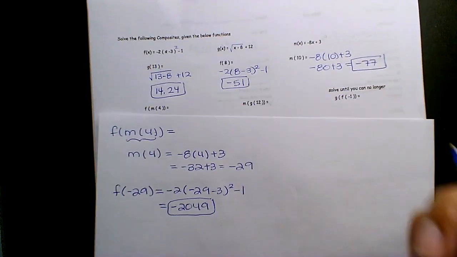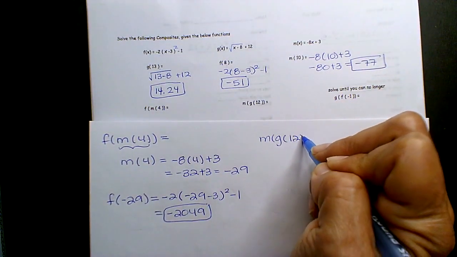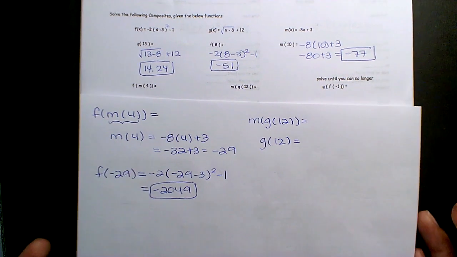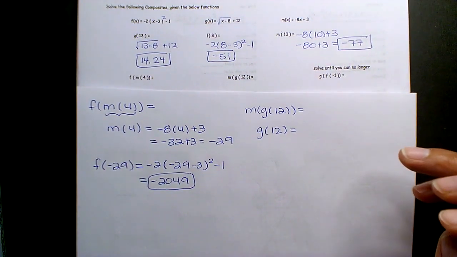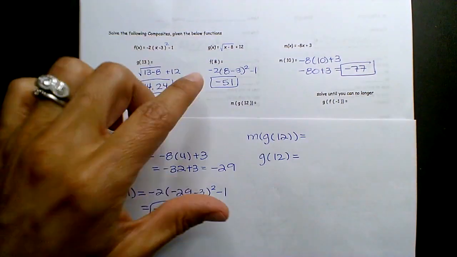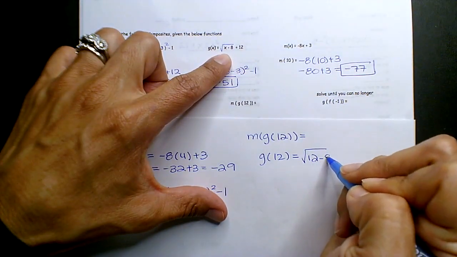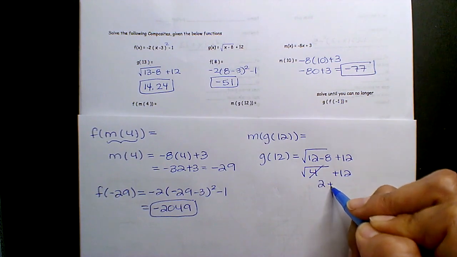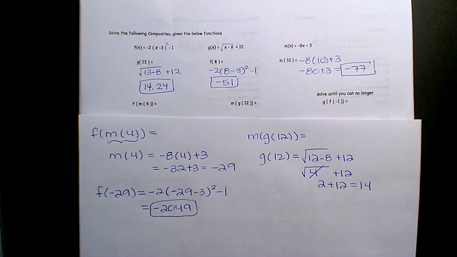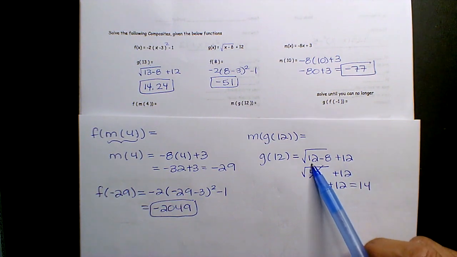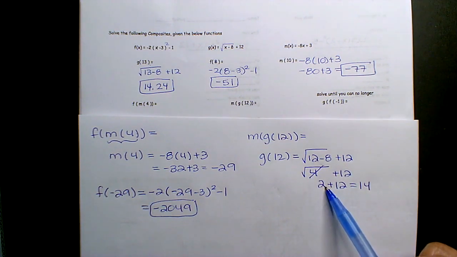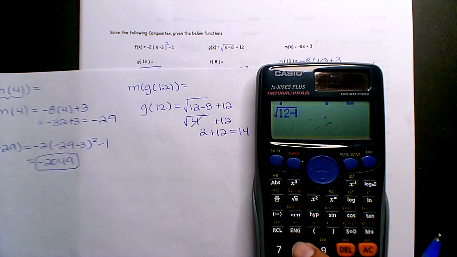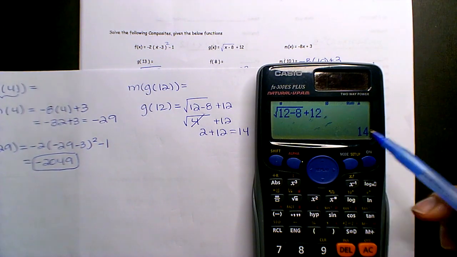I'll set up the next one. Now it's g of 12. So this is 4. The square root of 4 is 2 plus 12, so you get 14. I know I could plug it in the calculator, but I wanted to show you that this is a perfect square, and so that's why it's the 2. And the calculator would give you the 4 anyways. -8, click out, plus 12, 14.